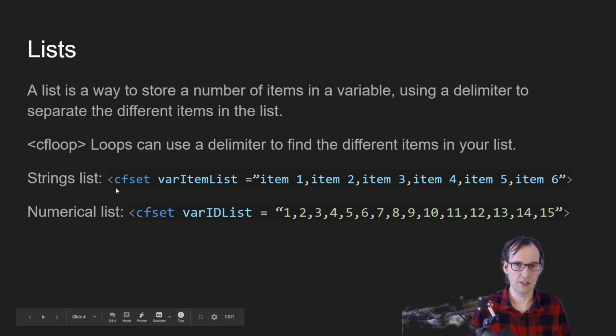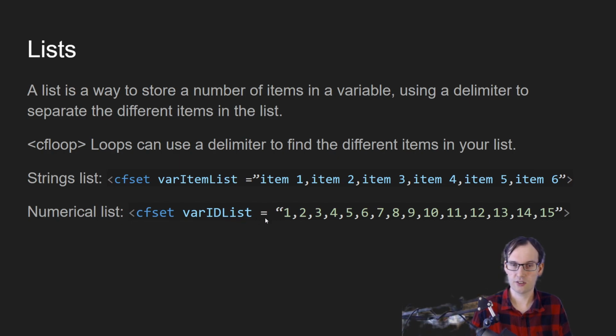So here you have cfloop, and it can use a delimiter to find the different items in your list. A string list. Here I have an item list, and I put in different items with spaces here. So here I should not use a space as a delimiter, because it would just give me item and 1 and item and then it's comma and item and 2, right? But here I would use a comma for the delimiter. So item 1 is an item, 2 is an item, 3 is an item, and so on.